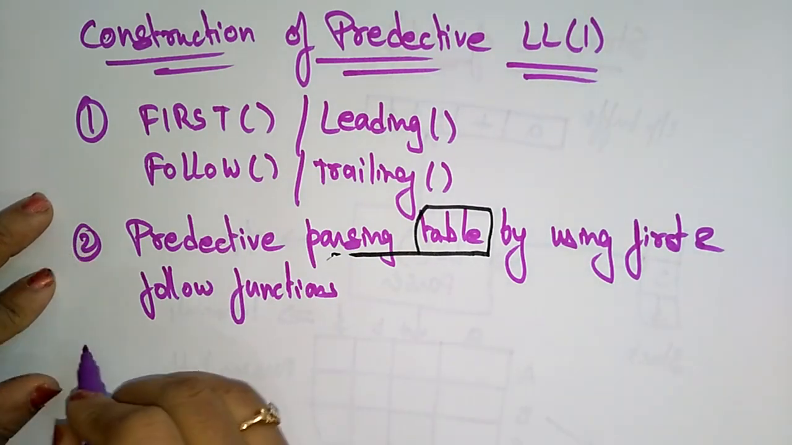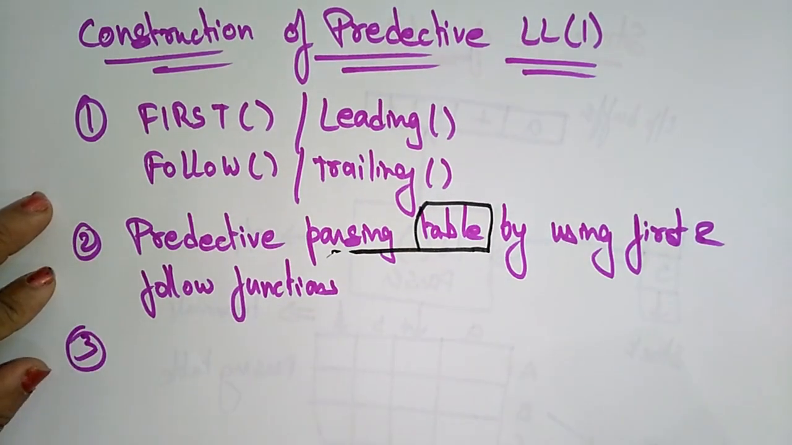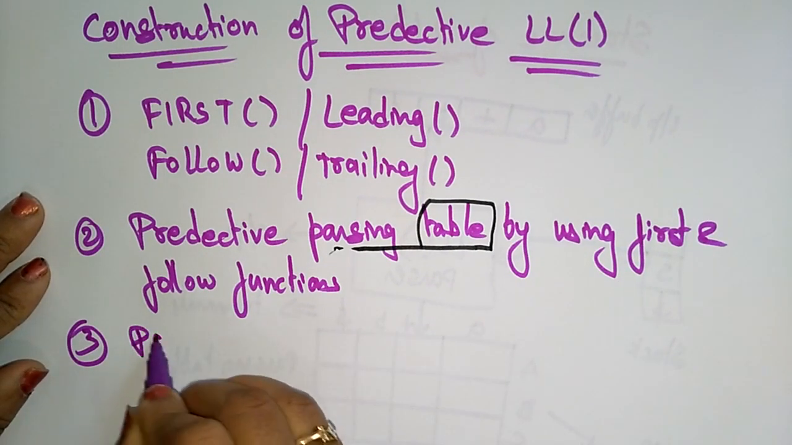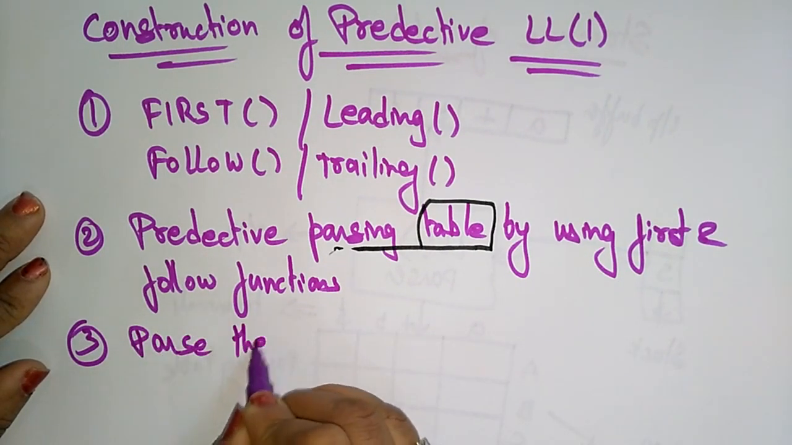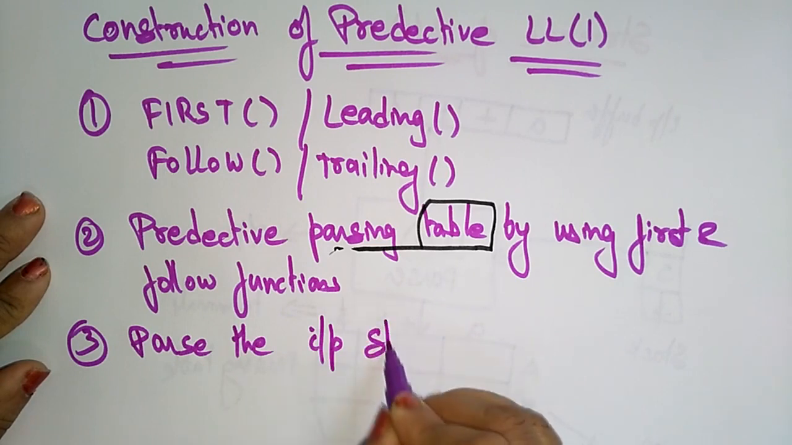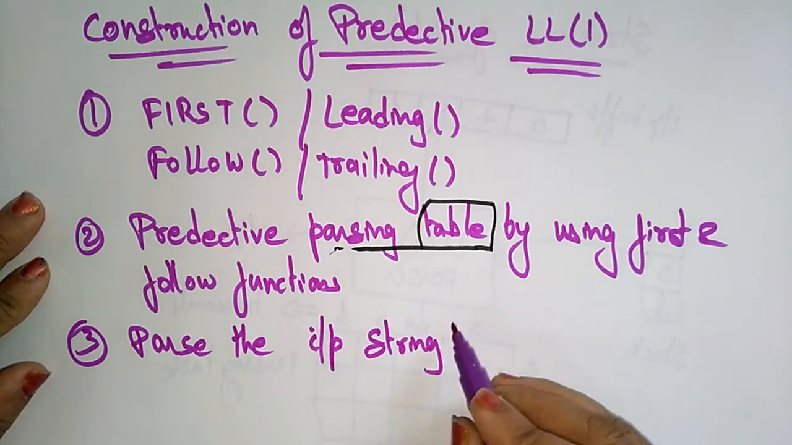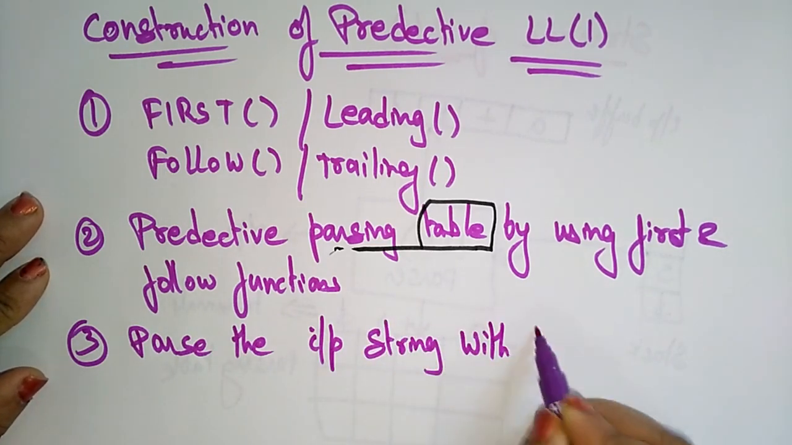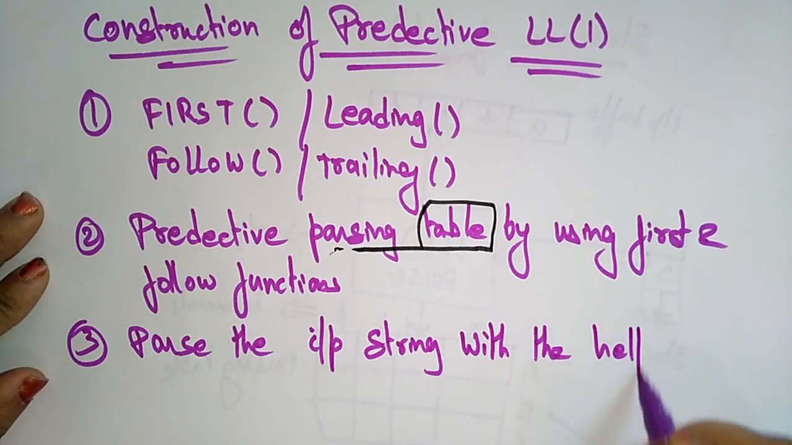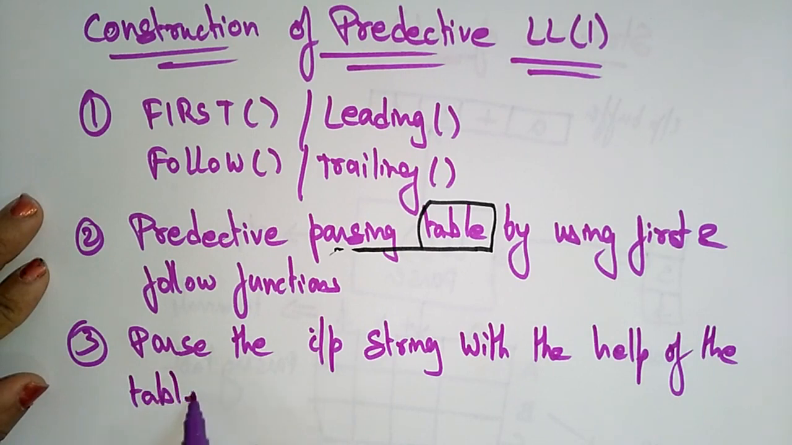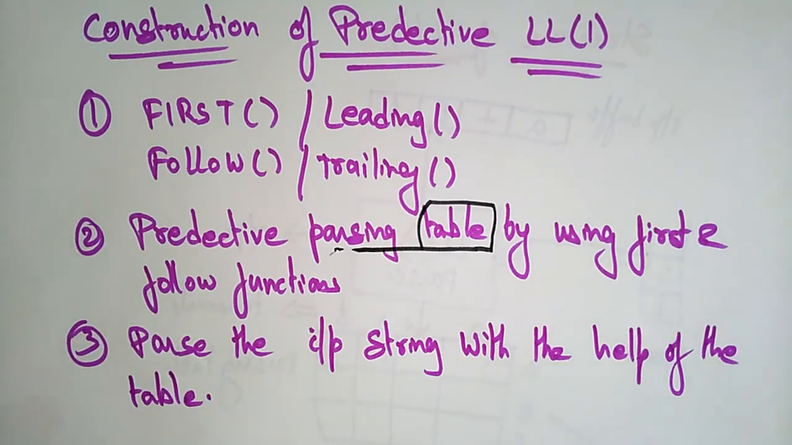Okay, fine, I constructed the table. So after constructing the table, what do I have to do? I have to parse the input string with the help of the table. The final thing is that we have to parse the input string. Whatever input string there is has to be parsed, and whatever string you finally produce has to be matched.